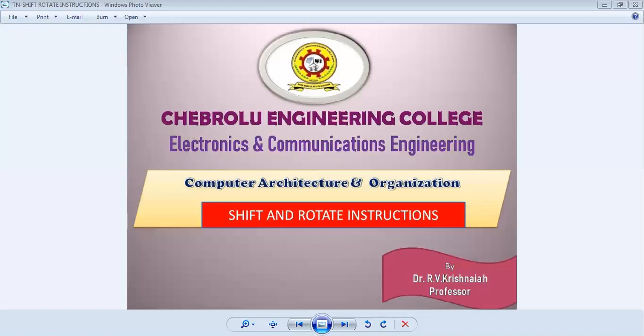L shift L hash 2 comma R0. That means the contents of R0 are to be left shifted 2 times. L shift L hash 2 comma R0 means the value in R0 is to be left shifted. L means logical, so L shift means logical shift. It should be logically shifted left. L shift L means logical shift left, by 2 bits.